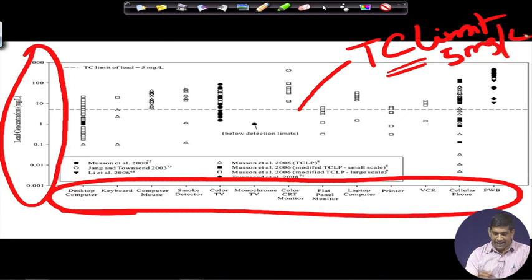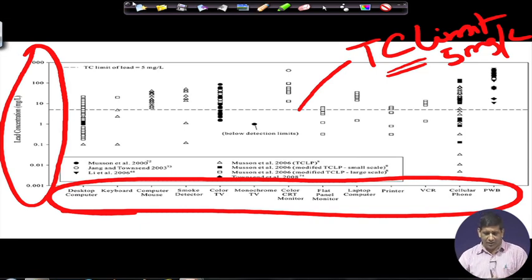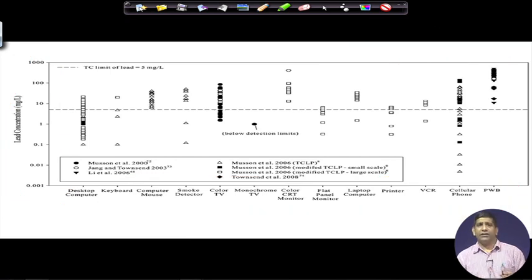As you can see, for most of these items, desktop computers, keyboards, computer mouse, smoke detectors, if you look at this dotted line, for each one of these we have things showing up above the TC limit for lead. So lead does leach out in a TCLP test, even with a little bit of lead present in the solid phase.